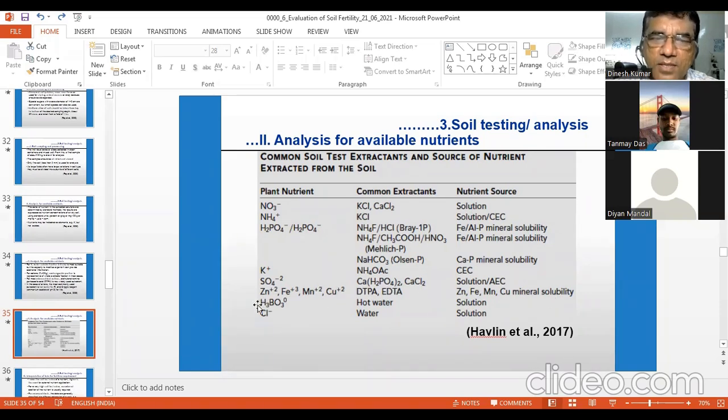And for boric acid, you see this H3BO3. H3BO3, there is no charge. It proves that boron is taken up in molecular form, not in ionic form. In many textbooks, you will find that it is tetraborate or something like that, which is not the case. It is always taken up in molecular form, and boron can be extracted by hot water, and it is mostly in solution. Chloride can be easily extracted by water, and it is in solution.